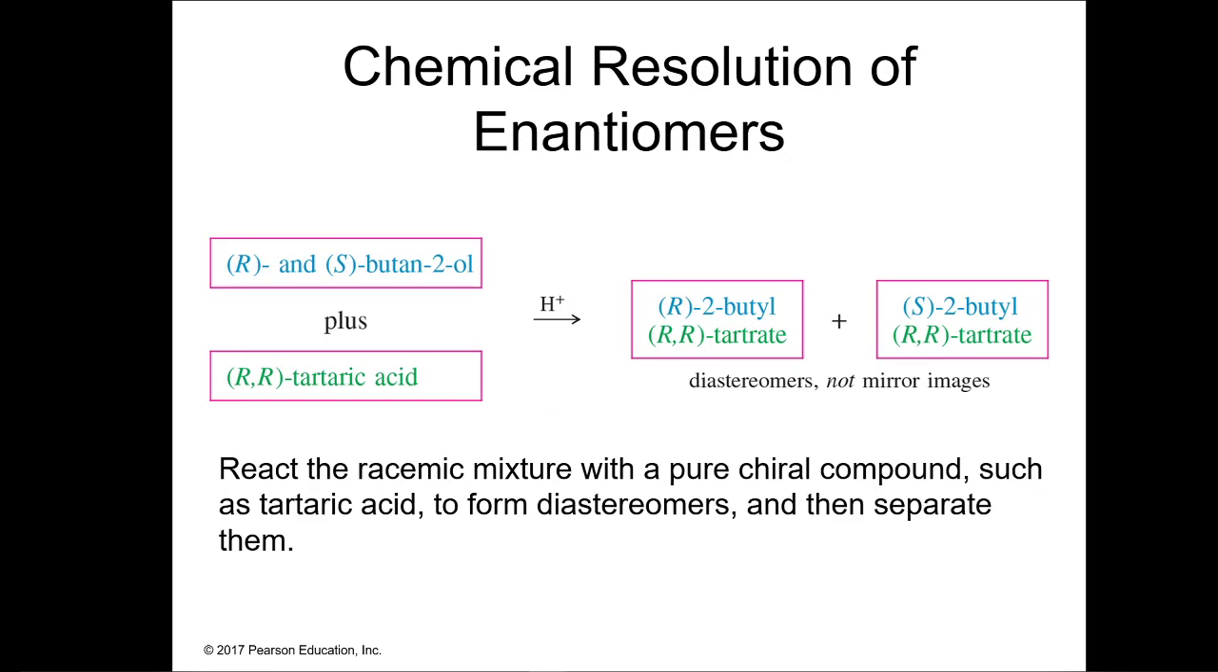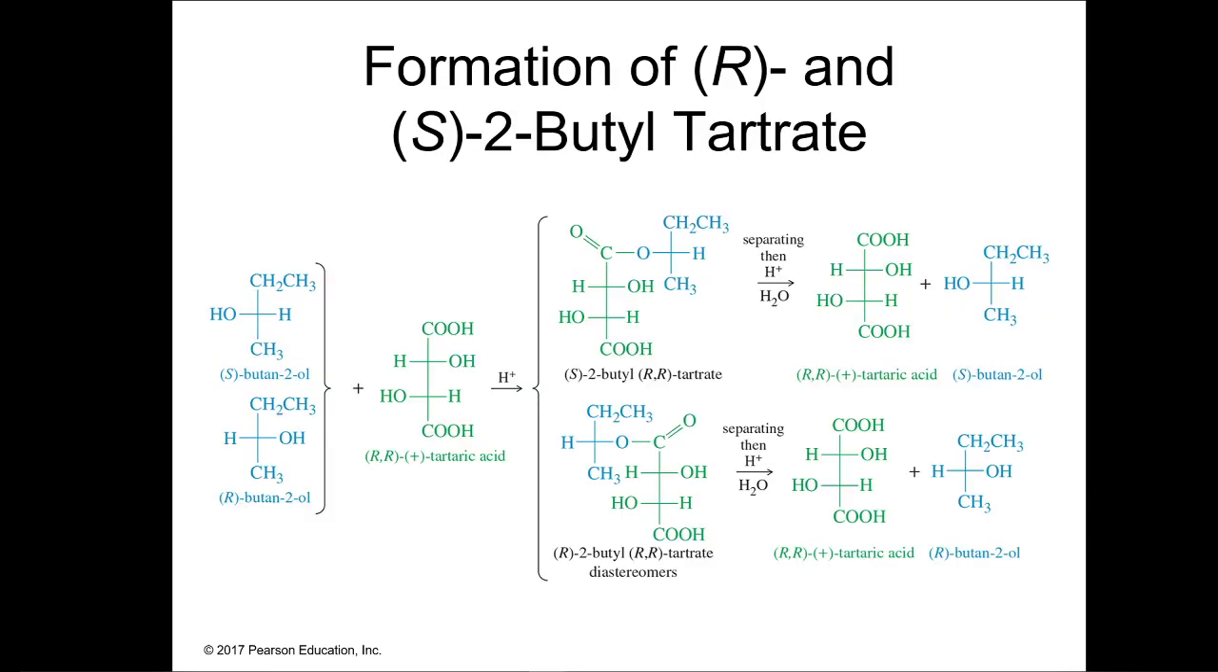One way is to react. You can react something with a chiral compound, and you form diastereomers, and then you can separate the diastereomers. So you have R and S butanol, and there's no way to separate those. You react it with tartaric acid, and you form two compounds that are diastereomers. You can separate those diastereomers and then reconstitute the starting materials.